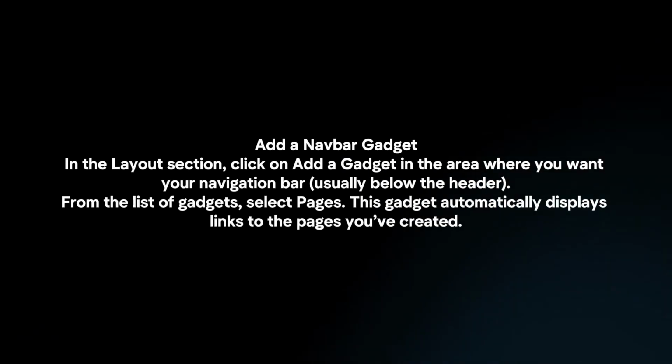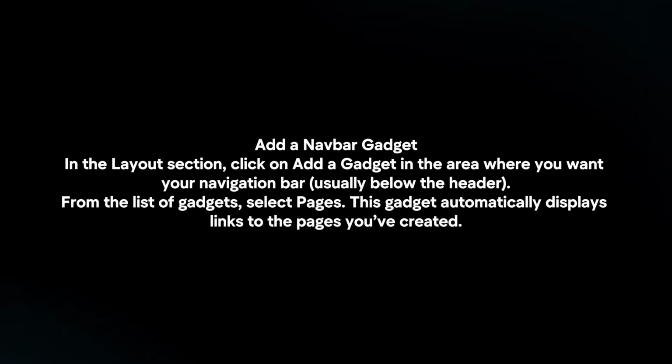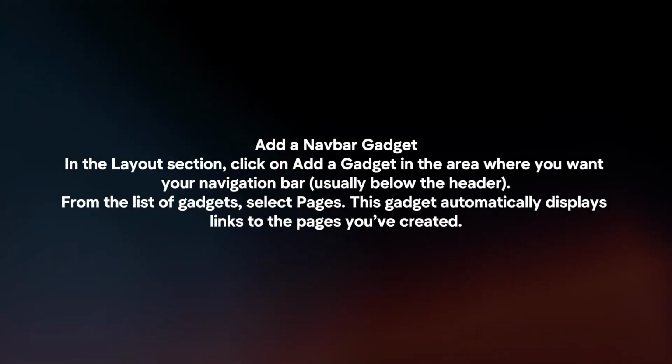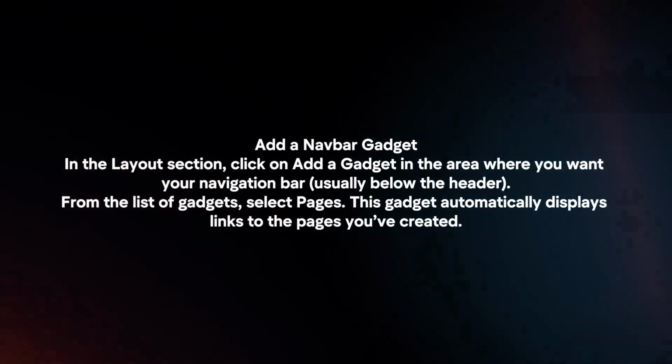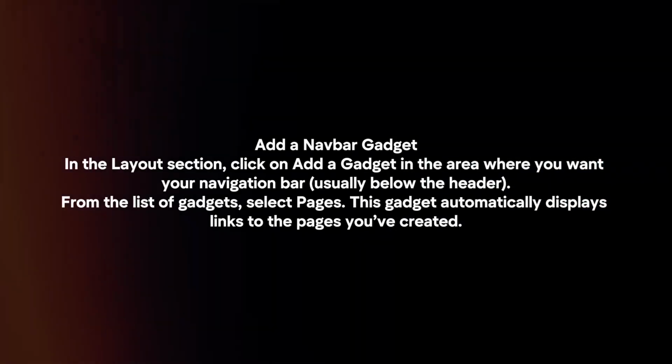Add the navbar gadget. In the Layout section, click on Add a Gadget in the area where you want your navigation bar. From the list of gadgets, select Pages. This gadget automatically displays links to the pages you've created.